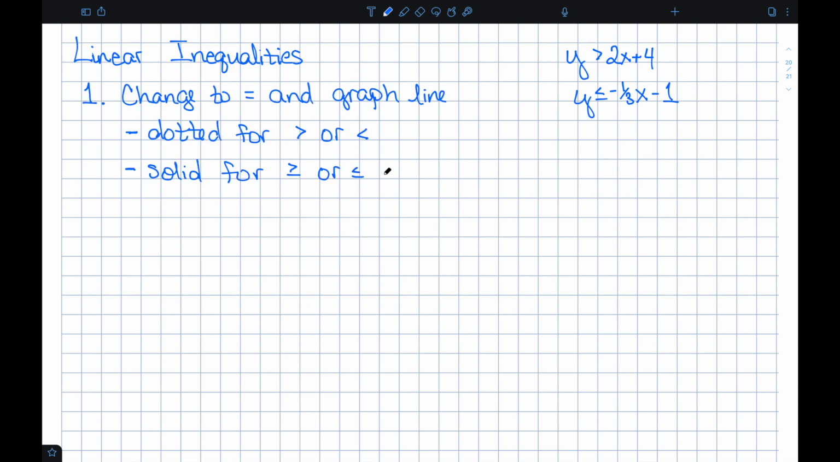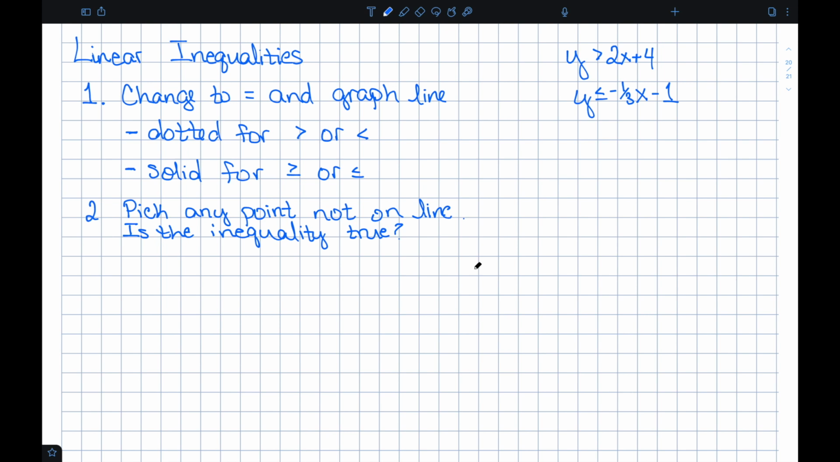The first step is to change the inequality symbol to an equal sign and graph the line. We're going to graph it using a dotted line for greater than or less than, and a solid line for less than or equal to or greater than or equal to.